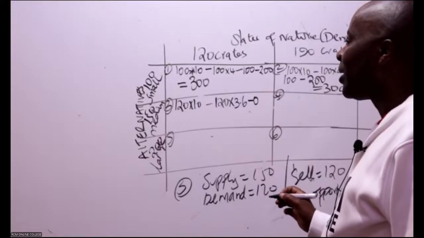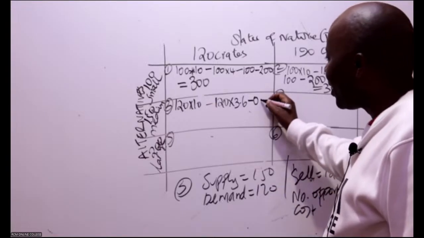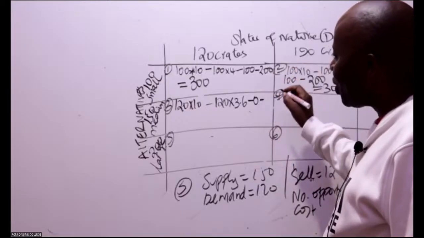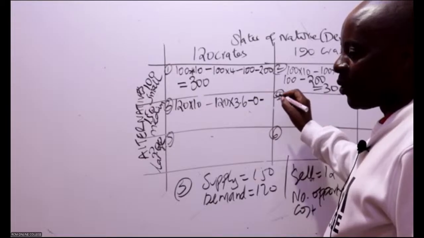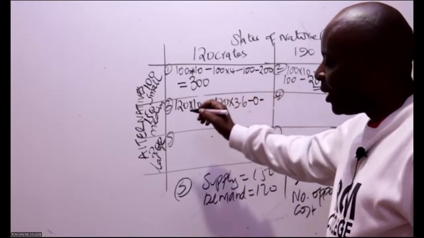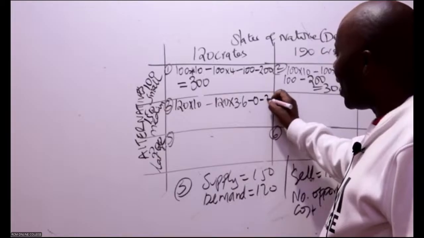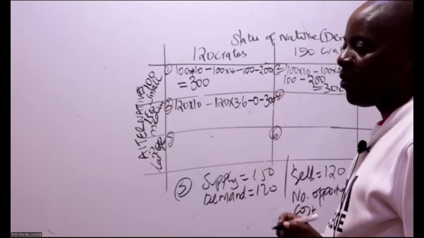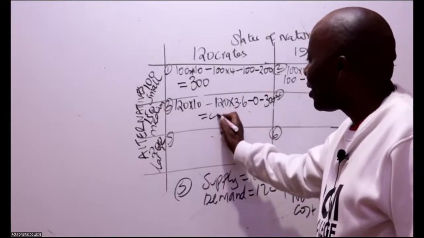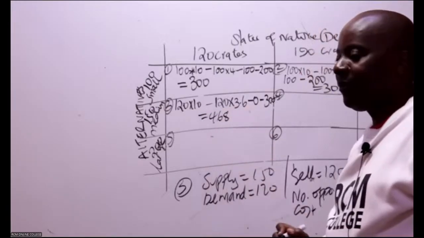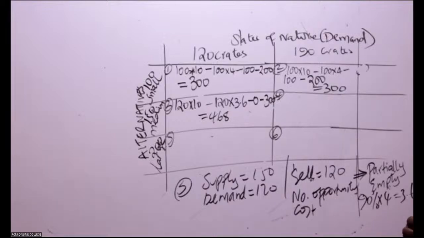All right. And then, of course, at the end of the day, ladies and gentlemen, minus our depreciation for medium, which is how much? Depreciation for the medium, which is 300. So this will end up giving us 468.